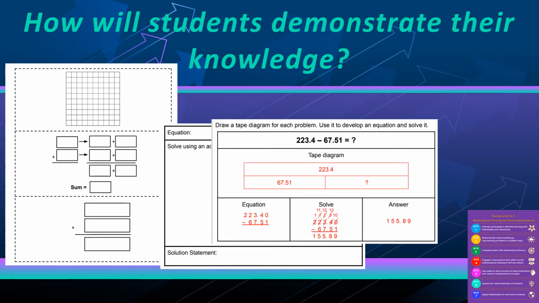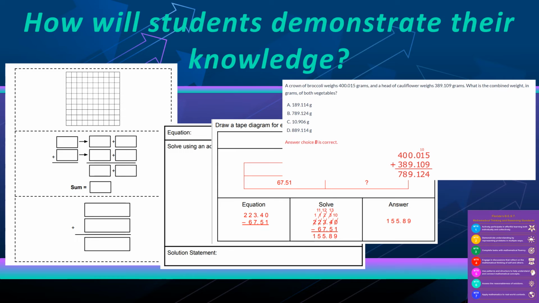Again, it's like the part-part-whole, but showing it in various ways, and maybe something like this eventually where they're answering a multiple choice question, showing their work with a standard algorithm. These are all examples of MTRs 2, 3, and 7.